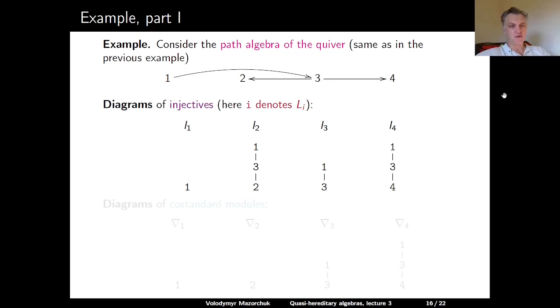Now let us compute diagrams of costandard modules. The costandard module nabla 4 is equal to I4. We know that. The costandard module nabla 3 is the maximal submodule of I3 which has composition subquotients 1, 2, and 3. But I3 only has such subquotients, so nabla 3 is equal to I3. The costandard module nabla 2 is the maximal submodule of I2 which has composition subquotients 1 and 2. But we have 3 in the middle, 3 is not allowed, so we just have 2. So nabla 2 is L2. And finally, nabla 1 is the submodule of I1 which only has 1. So that's I1. So these are our costandard modules.